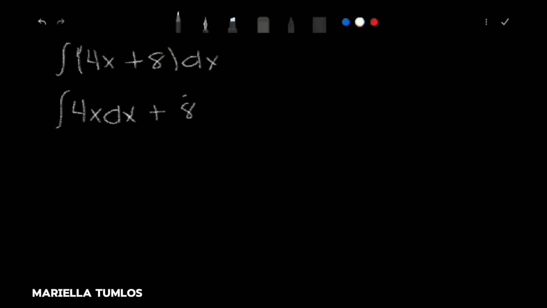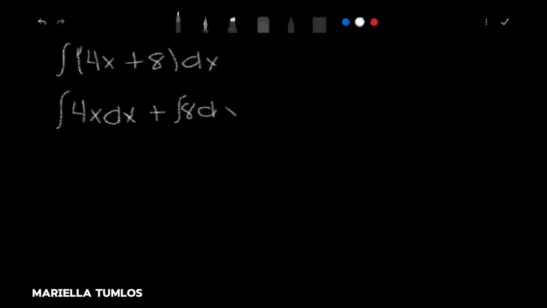So the given for our example number 1 is the integral of 4x plus 8 differential of x. So the first thing we need to do is to get the integral of them separately. So we need to write the integral of 4x differential of x plus the integral of 8 differential of x.